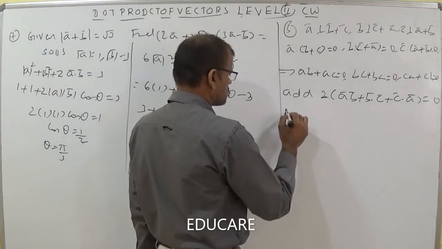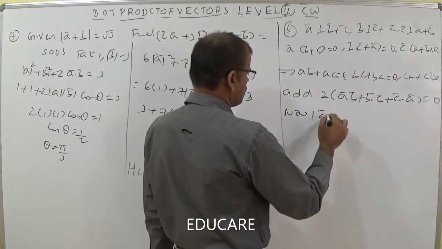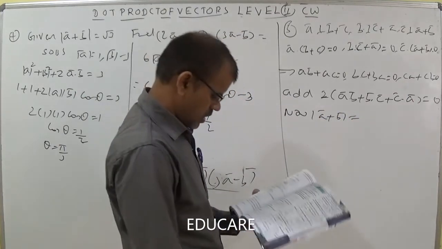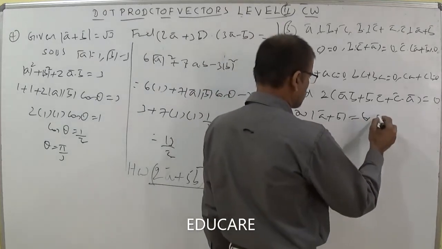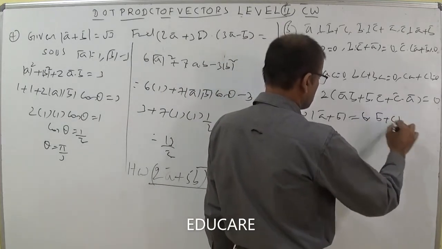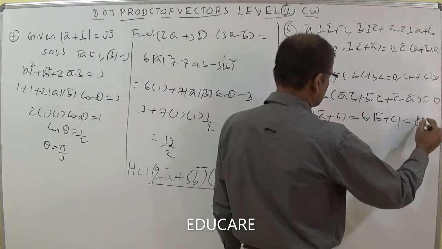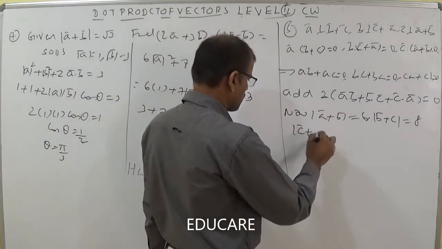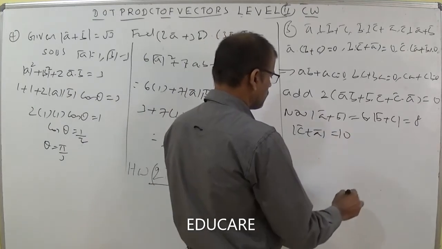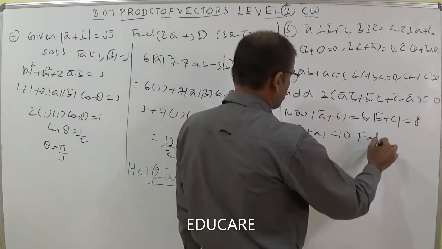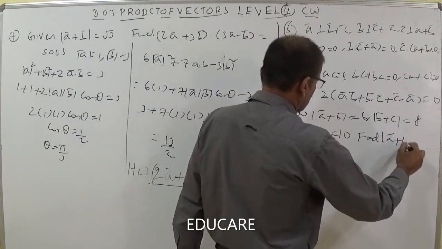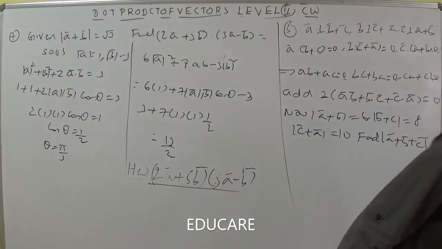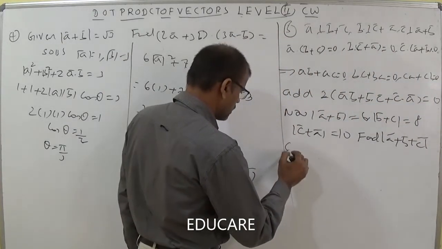Now, what is the data he given? Modulus of a bar plus b bar he given as 6. And modulus of b bar plus c bar he given 8. And modulus of c plus a he given 10. Now he is asking find modulus of a bar plus b bar plus c bar.